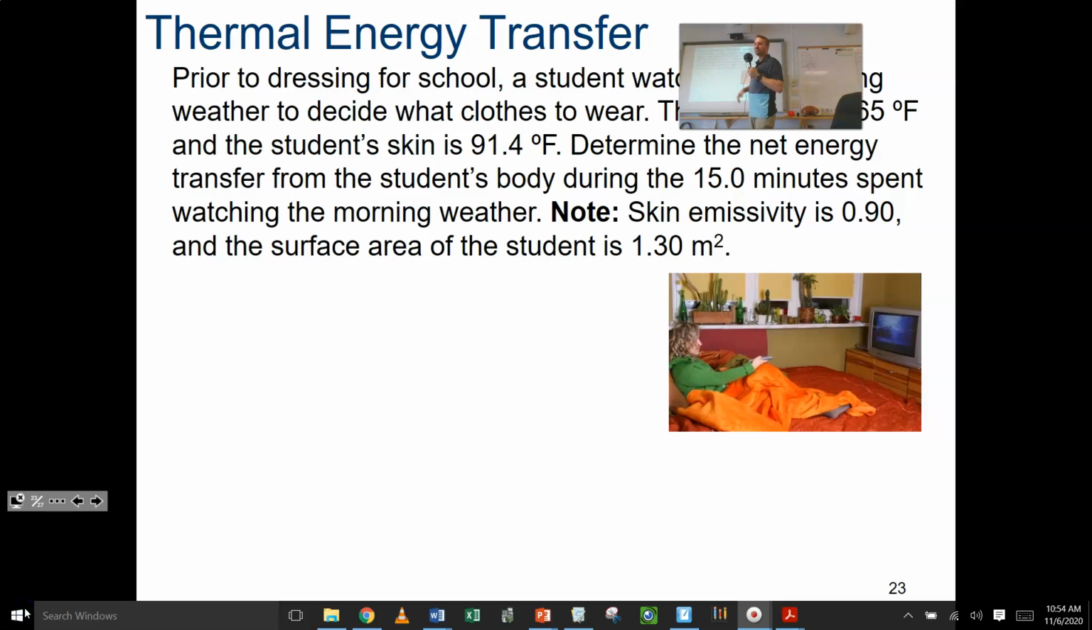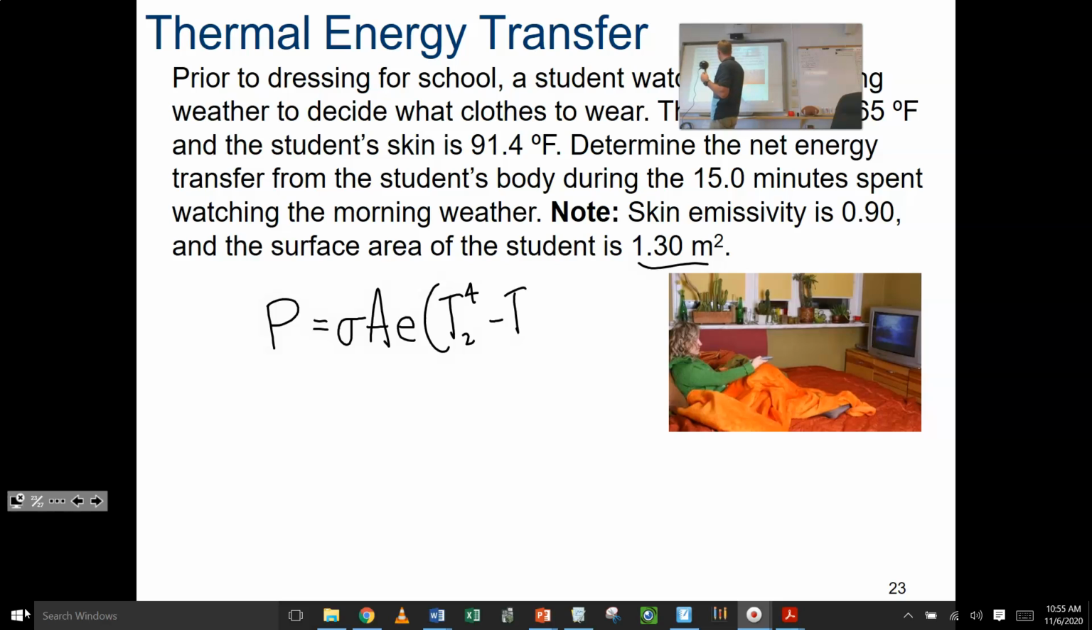So let's figure out how much energy we're losing every second through our naked bodies, assuming our naked body has this surface area. The bigger surface area you have, the faster you're going to lose it, I think. That's my hypothesis. I could be wrong. So here's the equation that we're going to use. It's that Greek letter sigma, and then area, and that emissivity, and then the second temperature to the 4th power minus the first temperature to the 4th power.